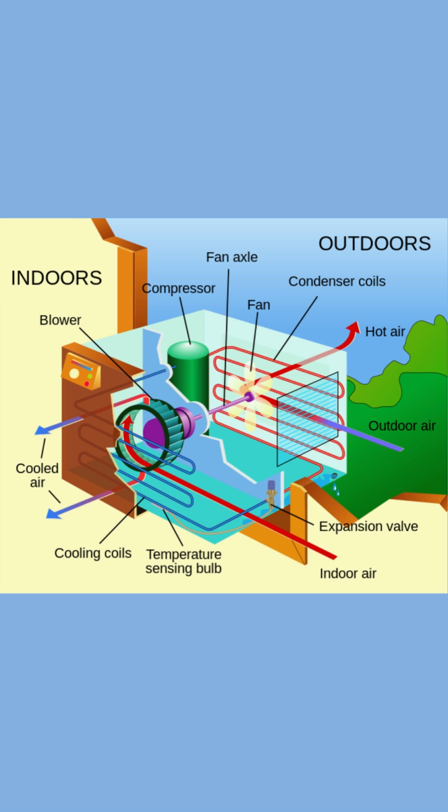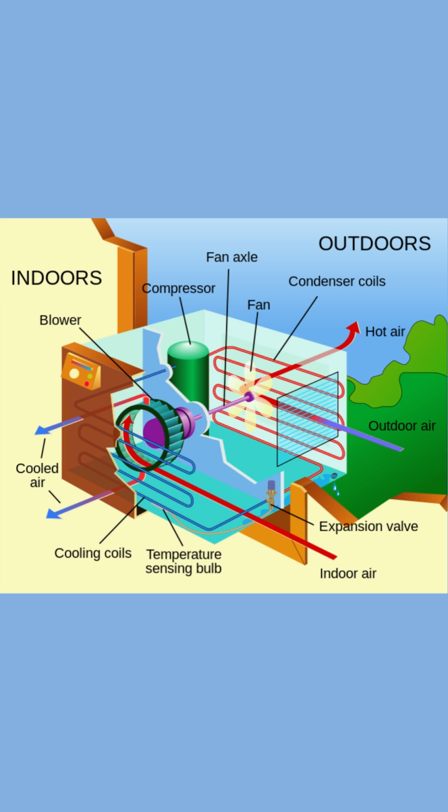Condensation. The hot, pressurized gas flows through the condenser coils located on the outside part of the unit. Here, the gas releases heat and condenses into a high-pressure liquid. Expansion. The high-pressure liquid refrigerant then flows through an expansion valve, where it rapidly expands and becomes a low-pressure, low-temperature liquid gas mixture. 3. Cooling the air.